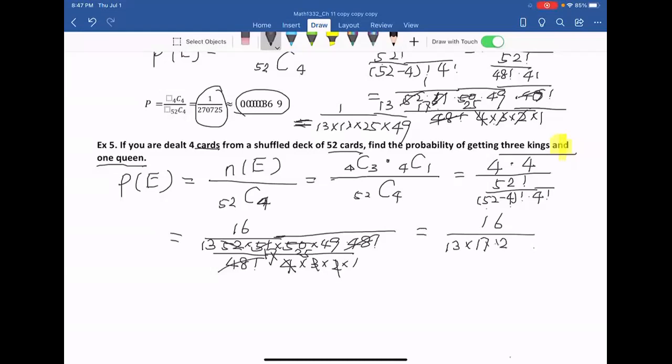Can I cancel something? If not, we just keep it like this. Nothing can be canceled. So the approximately equals 0.000591. So this is the final answer.